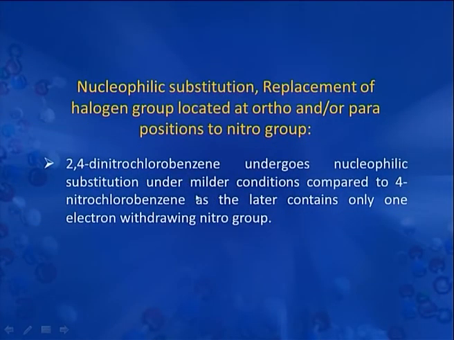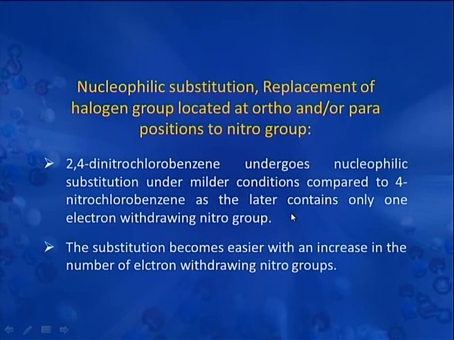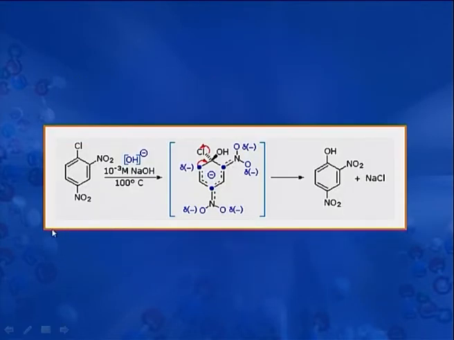2,4-dinitrochlorobenzene undergoes nucleophilic substitution under milder conditions compared to 4-nitrochlorobenzene, as the latter contains only one electron withdrawing nitro group. The substitution becomes easier when an increase in number of electron withdrawing nitro groups takes place. Like for example, here you can see with respect to this chloro we have 2 nitro groups. So, 2 electron withdrawing groups, that is why this carbon chlorine bond becomes a weaker bond and very easily it is replaced by a hydroxy group.